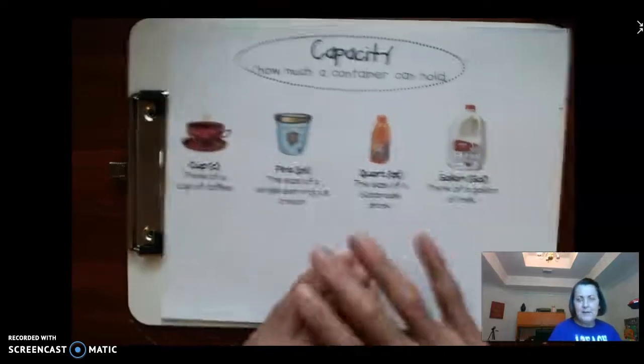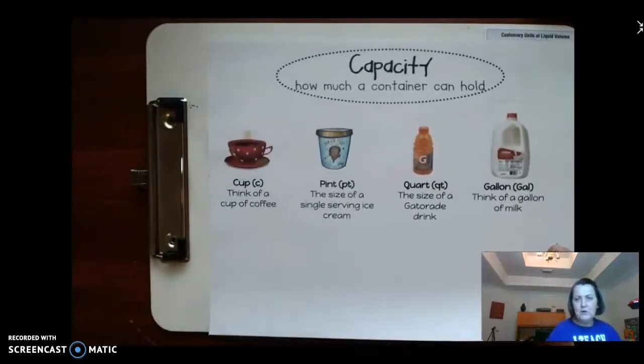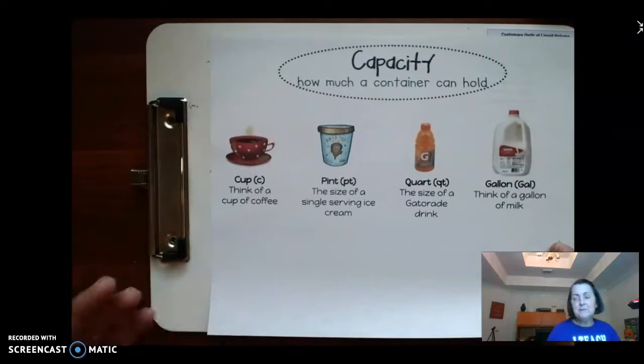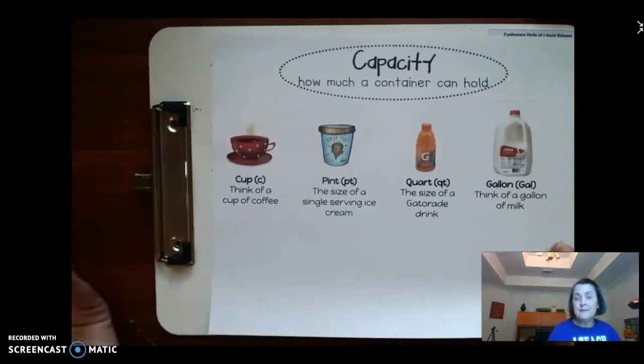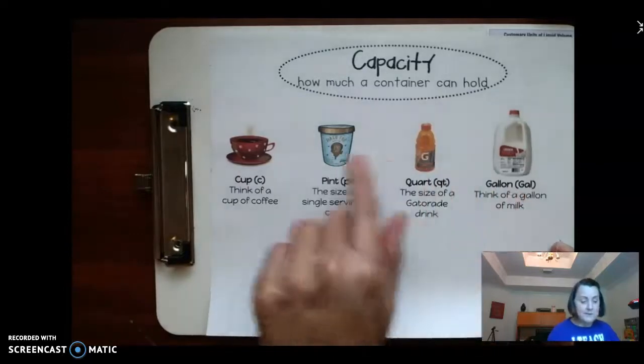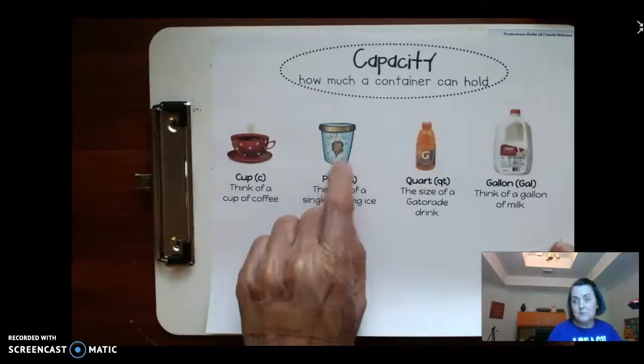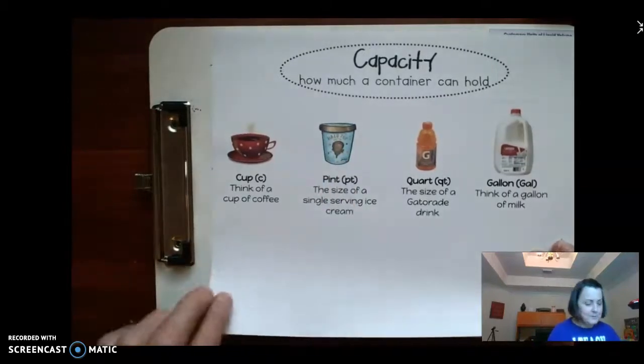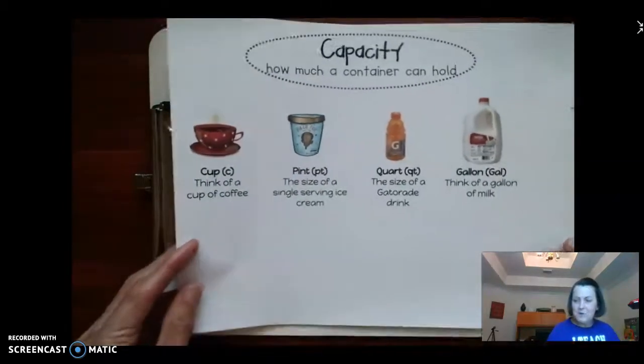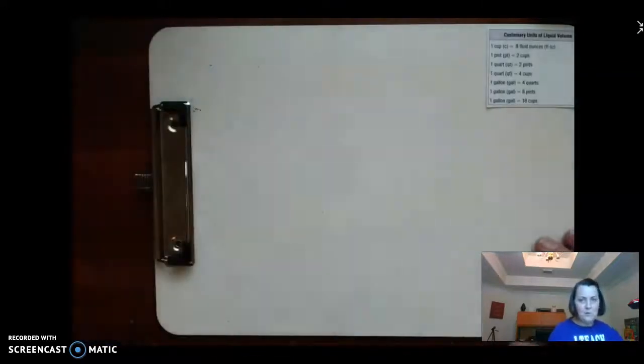So now that we have capacity out of the way, you know what we're doing. Sometimes we can say that capacity can be something like a liquid. Lots of these are liquids. Ice cream, of course, is not a liquid. It's a solid unless it melts and then it becomes like the liquid, right, boys and girls? So capacity is how much a container can hold.